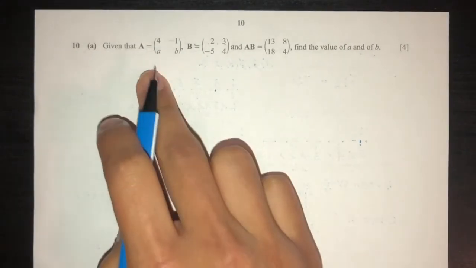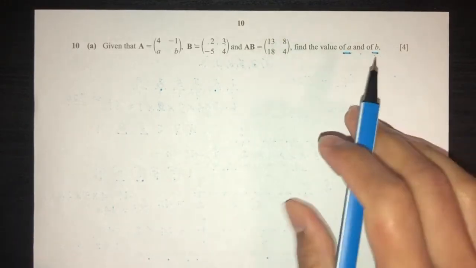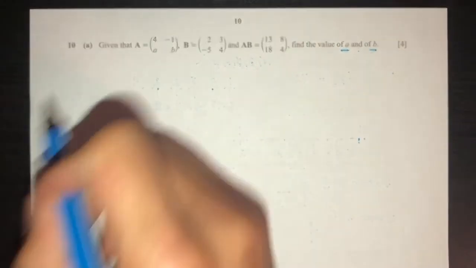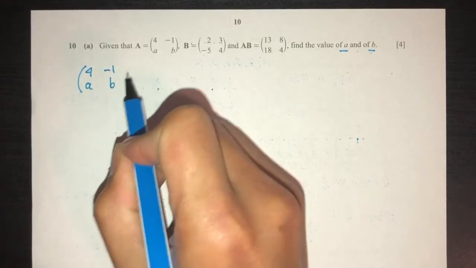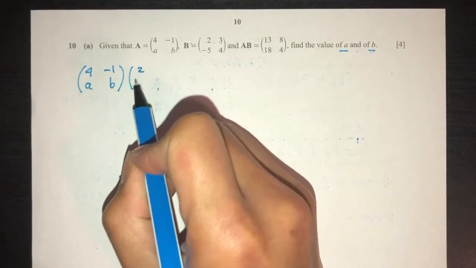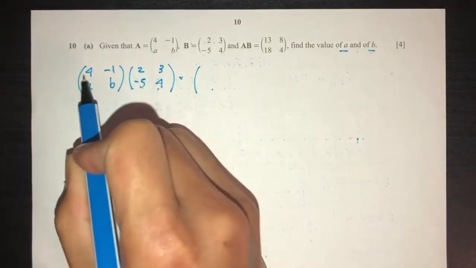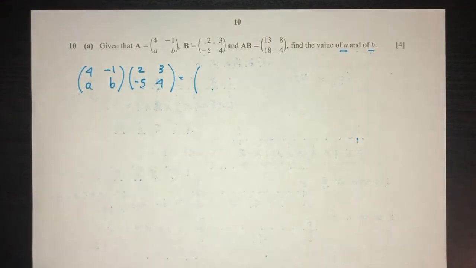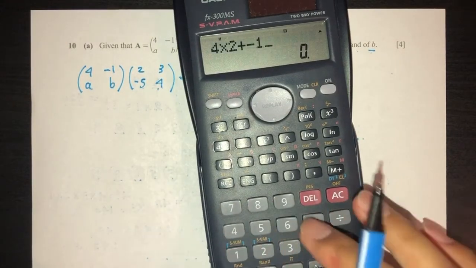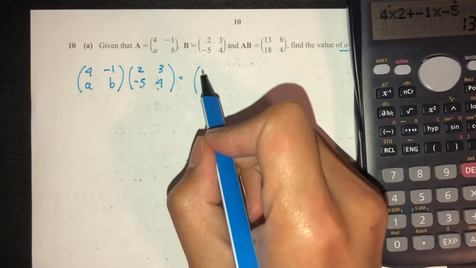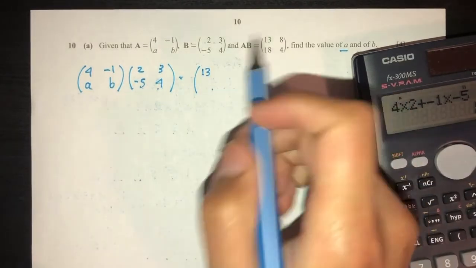Given that A is this, B is this, AB is this, find the values of A and B. So let's first do AB. So A multiplied by B. So 4A minus 1B times 2 minus 5, 3, 4. That will be rows by column. So 4 times 2 plus minus 1 times minus 5. That will be 13. And then this one will be, okay, this is given to us already, that is 8.